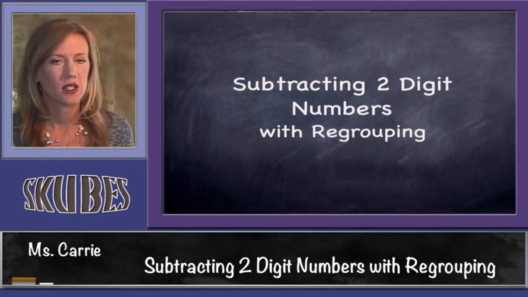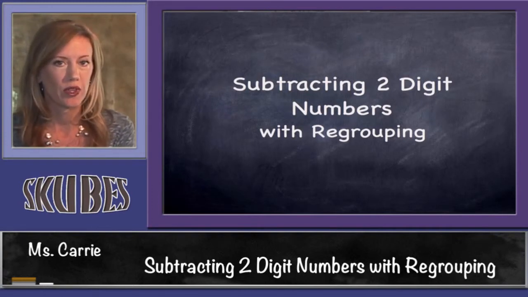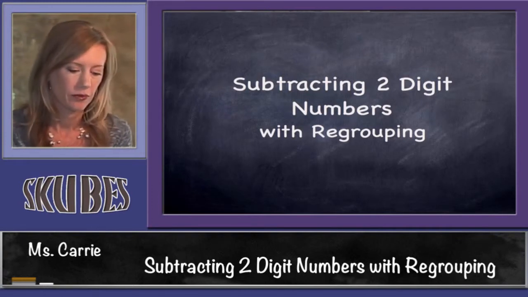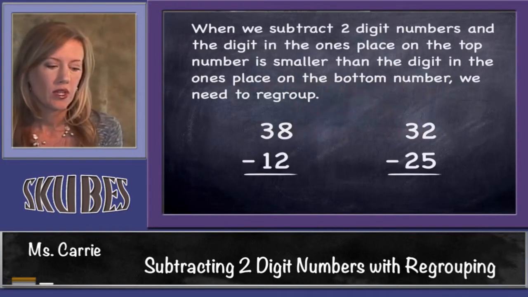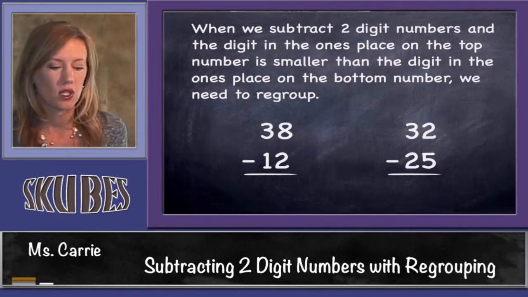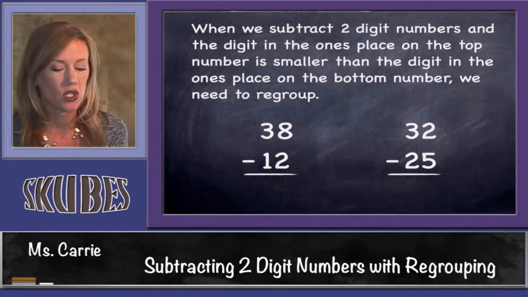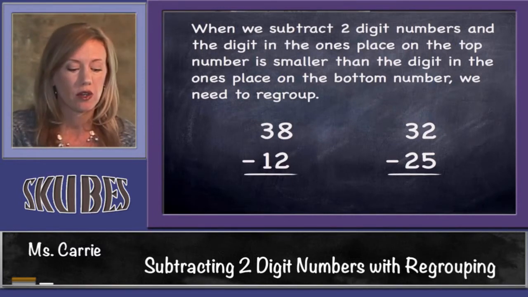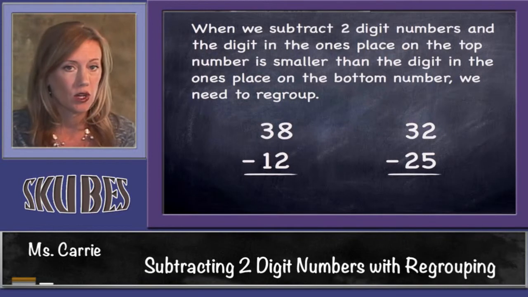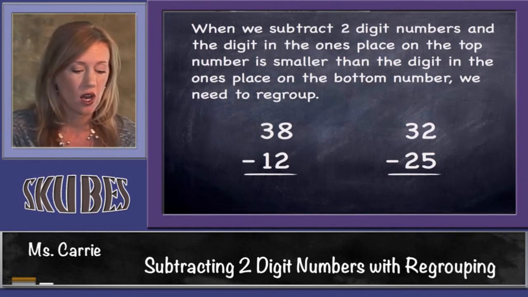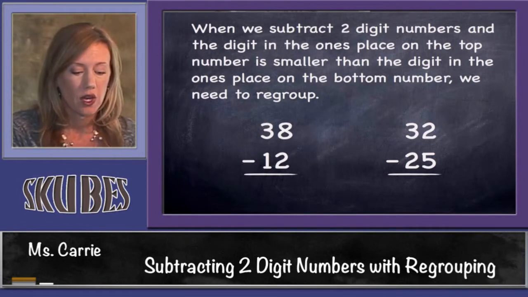This lesson is on subtracting two-digit numbers with regrouping. When we subtract two-digit numbers and the digit in the ones place on the top number is smaller than the digit in the ones place on the bottom number, we need to regroup. If we look at this first problem here, 38 minus 12, we don't need to regroup because the digit in the ones place on the bottom is smaller than the digit on the ones place on the top.